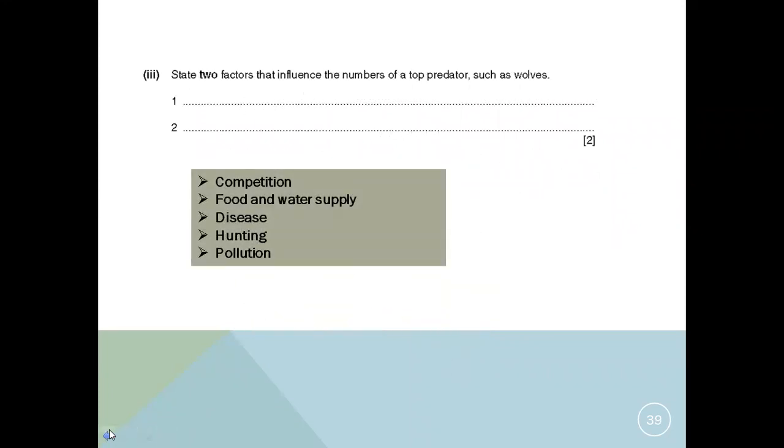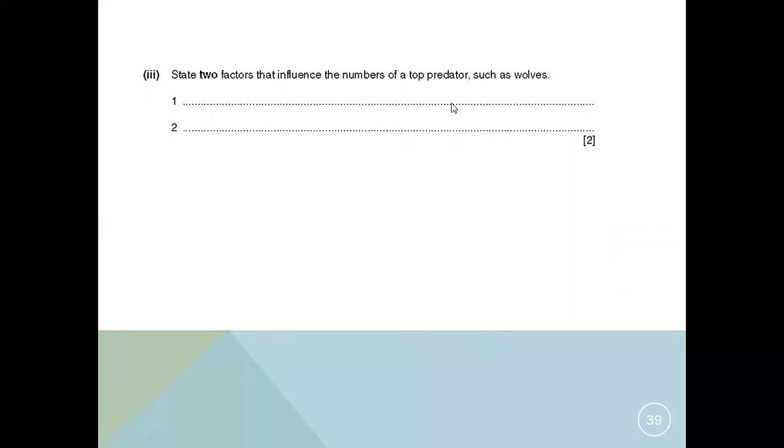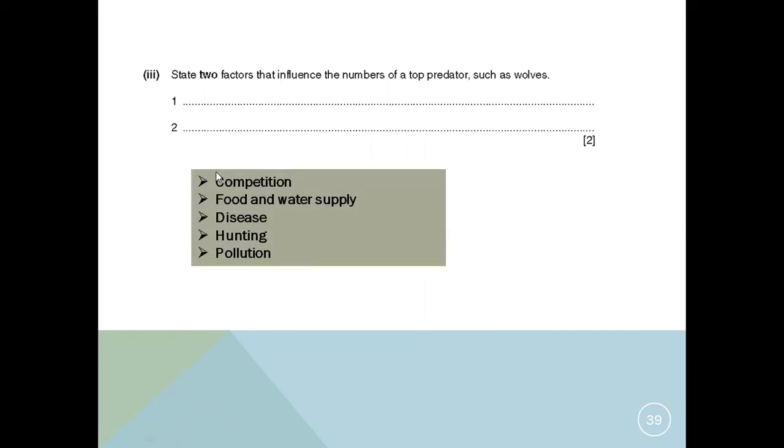So this is, oh sorry, state two factors that influence the number of top predators such as wolf. Like the wolf, it's a top predator. Its number will be less compared to the others, while the number of trees will be more. What are the reasons for it? There are different factors. When one animal is eating another, the energy goes from a lower trophic level to a higher trophic level. When it is going from one level to another, there will be more competition for food and water supply, right?